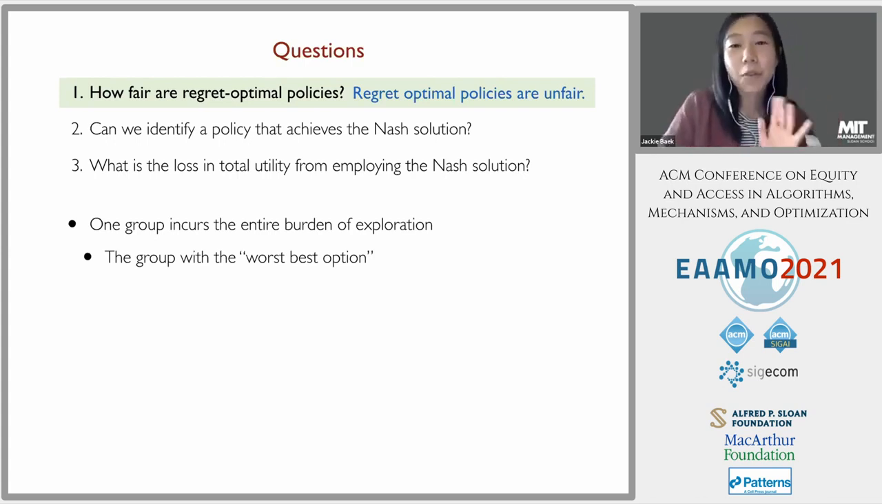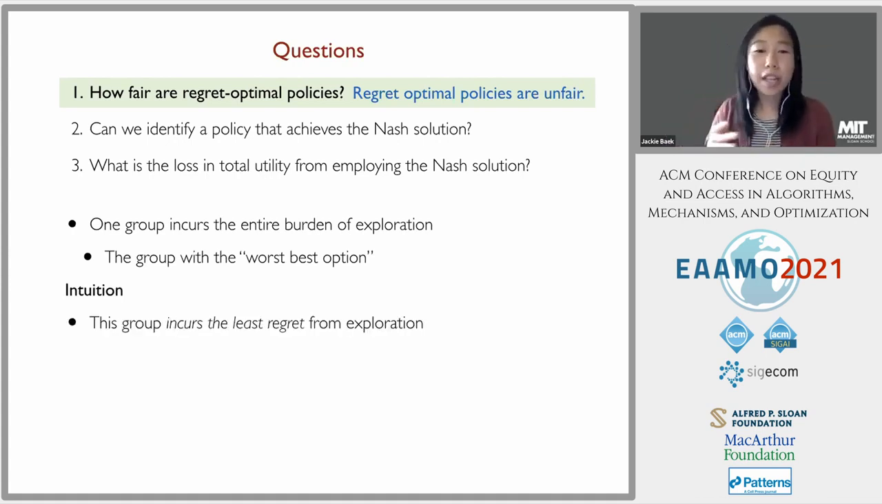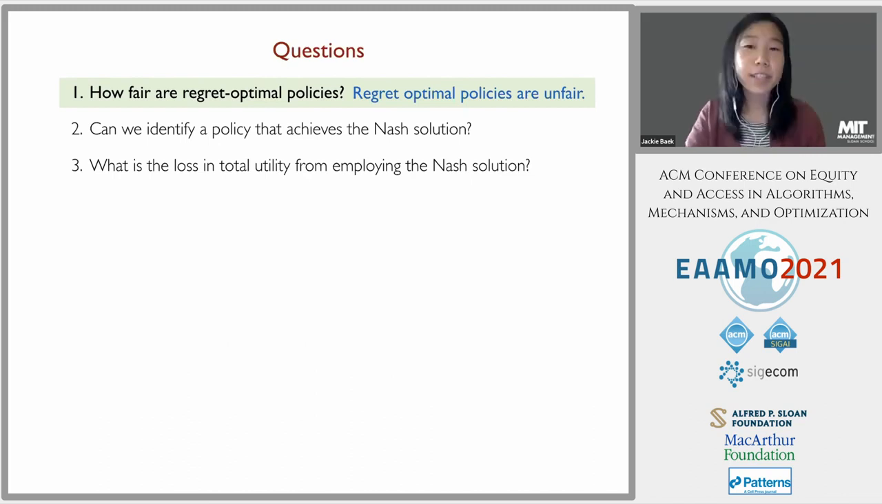So basically their best option is the worst. To give you some intuition on why this is the case, essentially this group incurs the least regret from exploration because their other options are also bad, right? They have a bunch of options, but all of them are bad, so they incur the least regret from exploring. So any algorithm that tries to minimize regret will take the most advantage of this group and do exploration on this group because they don't incur that much regret. But they end up incurring all of the burden because it's the most efficient to explore with this group. Okay, so the first question says that we can't use a regret optimal policy.